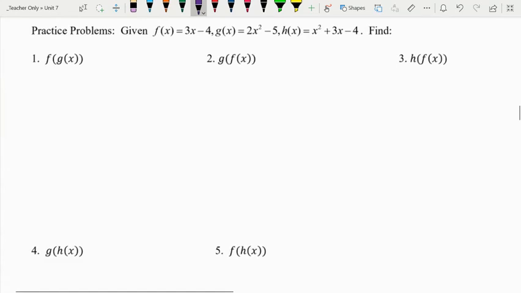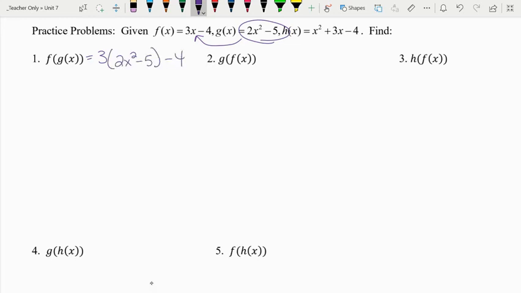So in number 1, f of g of x. So obviously I'm taking g of x and plugging it in for f. So this would be 3 times 2x squared minus 5 minus 4. We would distribute the 3 and get 6x squared minus 15 minus 4, which reduces to 6x squared minus 19.